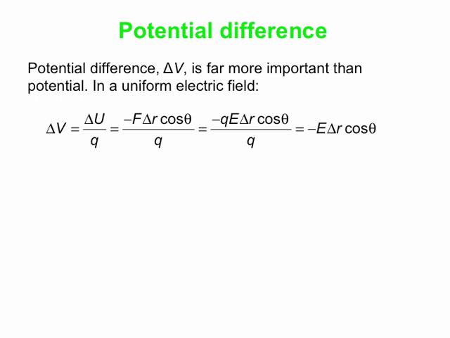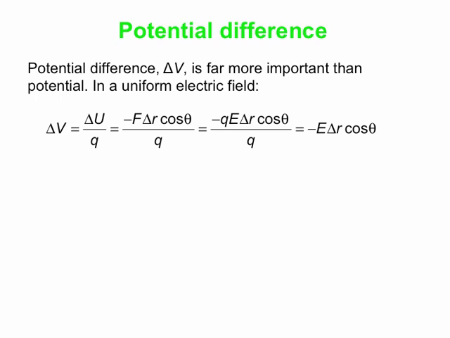Let's start with this equation at the beginning here. Delta V is delta U over Q. That's true all the time. Now delta U is a change in potential energy, and a change in potential energy is the negative of the work. So this thing, minus F delta R cosine theta, that's work. That's in fact the negative of the work.